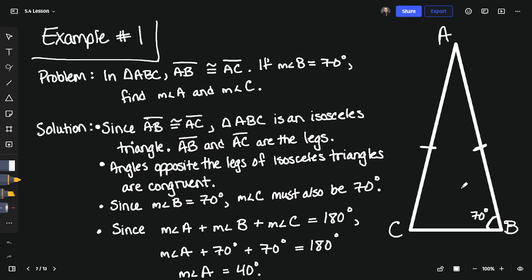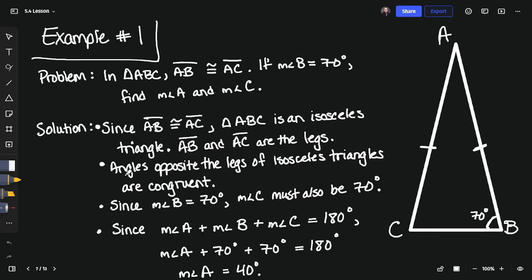degrees. Your problem may not always give you a visual, so one skill you guys should learn is to build a visual diagram based off of a verbal description like the one in the problem statement here. But the problem wants us to find measure of angle A and measure of angle C. Since side AB is congruent to side AC, that means triangle ABC is an isosceles triangle with AB and AC as the legs.